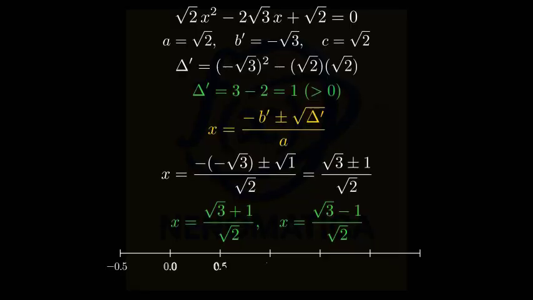To build intuition, let's visualize the two solutions on a number line. The left root is approximately 0.518, and the right root is approximately 1.932.